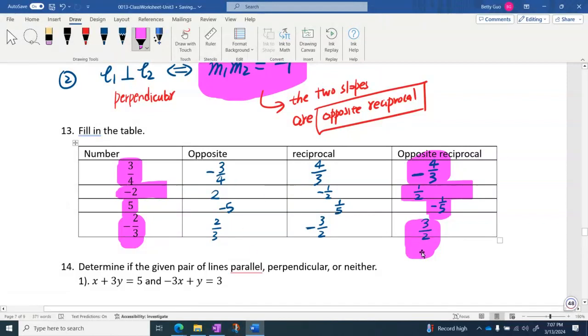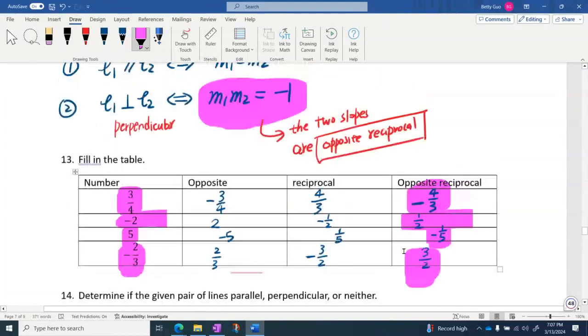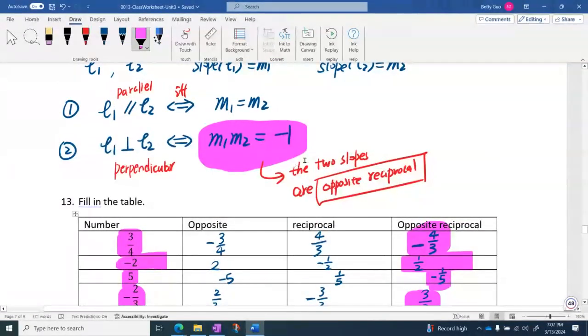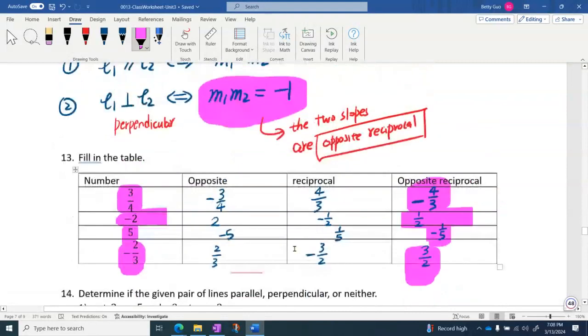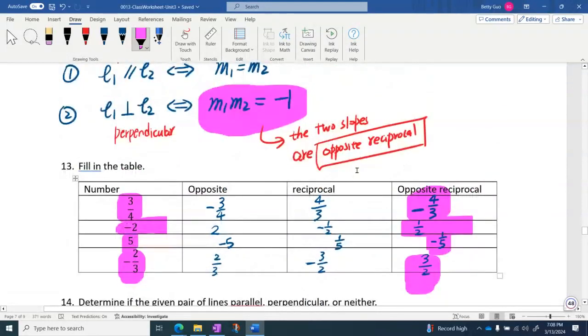So if two numbers are opposite reciprocal of each other, the multiplication of them is -1. Vice versa, if two numbers multiply to -1, that means the two numbers are opposite reciprocal of each other. Okay, I think we should be okay with the new concept, opposite reciprocal.